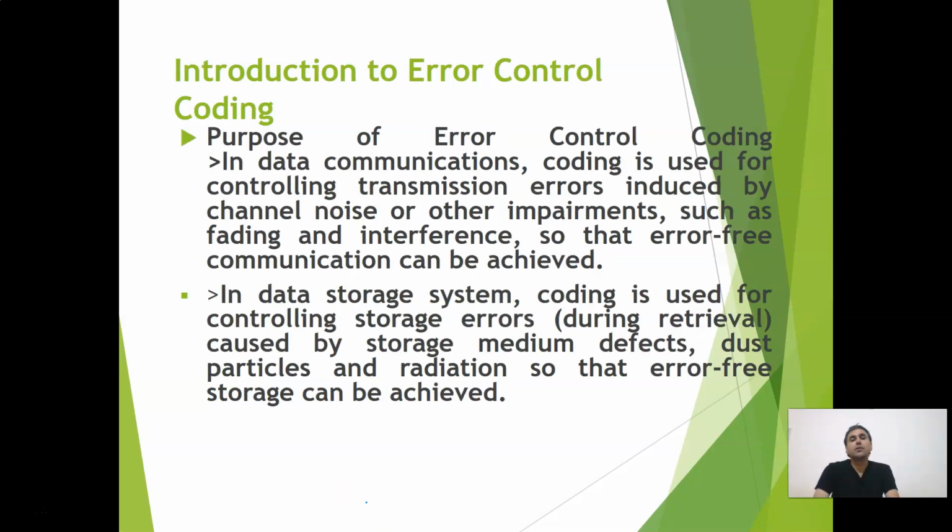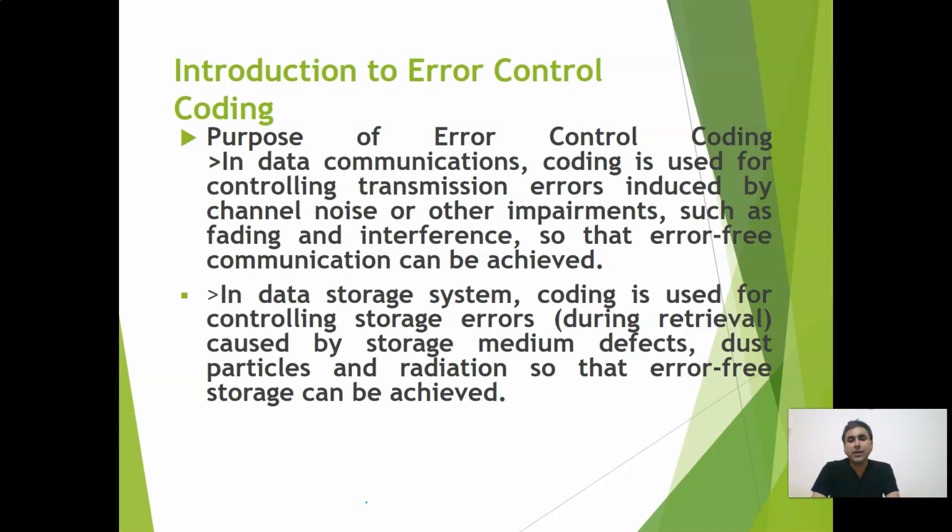In introduction to coding theory part, we will cover various error control codes, and the purpose of error control coding in data communication is to provide reliable transmission, or we can say transmission without errors, as the error is induced by various channel noise or other impairment such as fading or interference, so that errors in communication can be removed by using the coding.